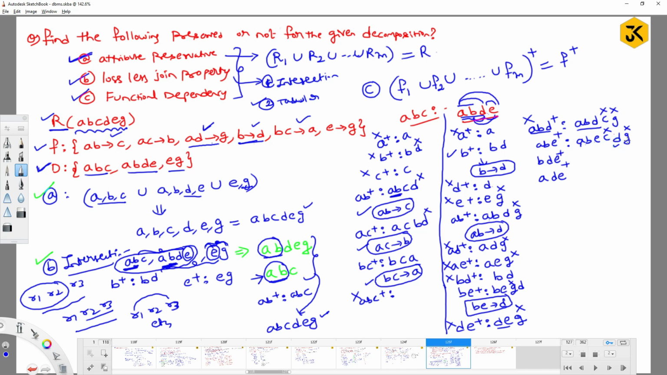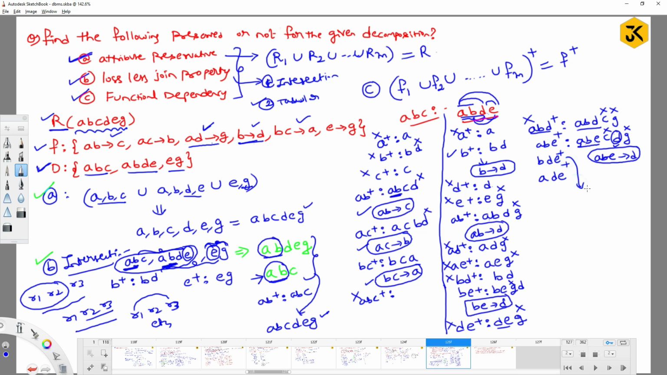Any other things? E determines G anyway. BC determines A. So I think all are done. So if you are able to observe here, ABE anyway is trivial. D is the new one. So ABE determines D is one of the new FDs for this relation, right?